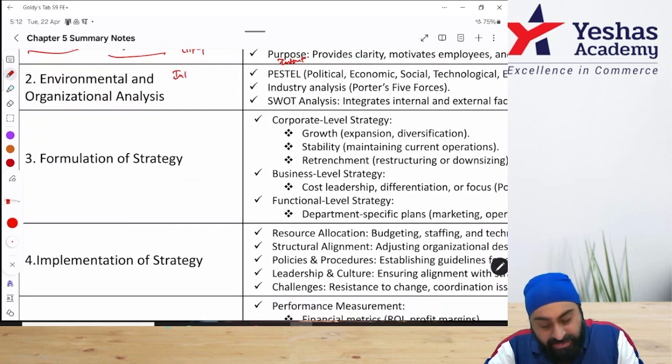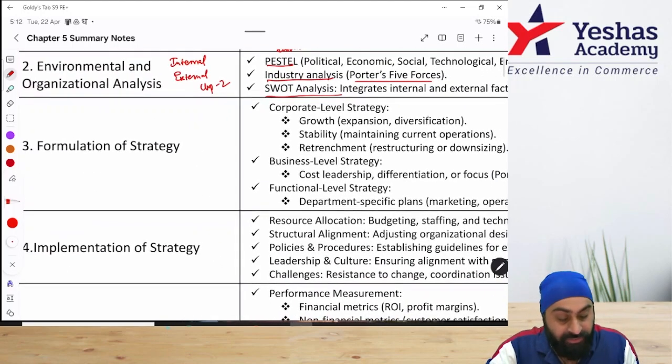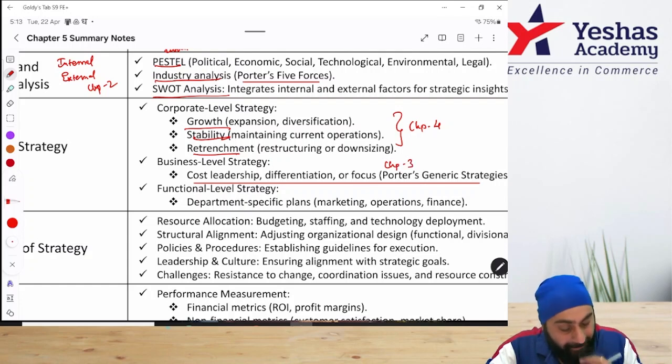So environmental analysis is based on 2 concepts, internal and external. Right? So this is PESTLE. Then there is industry analysis, the five forces of competition. SWOT analysis, basically chapter number 2. Formulation of strategy. There are corporate level: growth, stability, retrenchment; business level: cost leadership, differentiation, or focus strategy. This is chapter number 4, and this is chapter number 3.